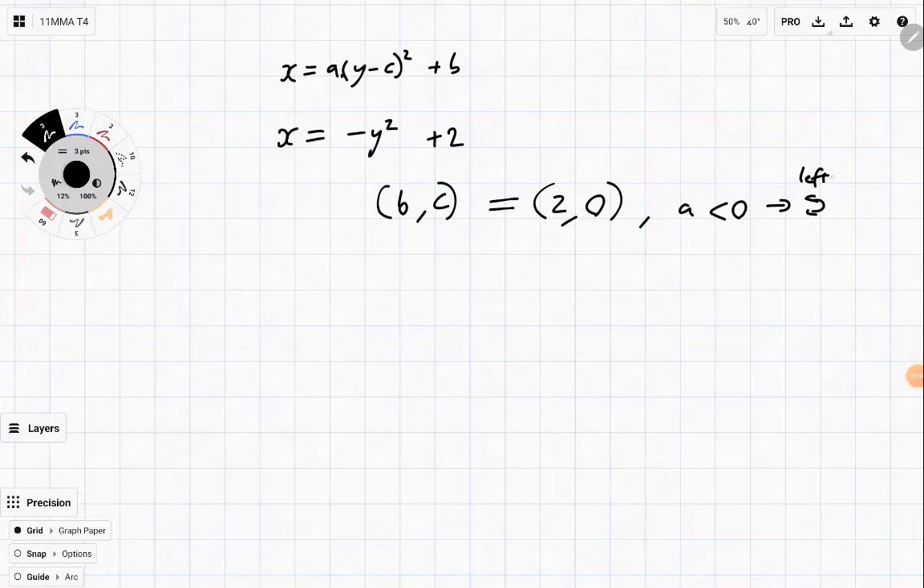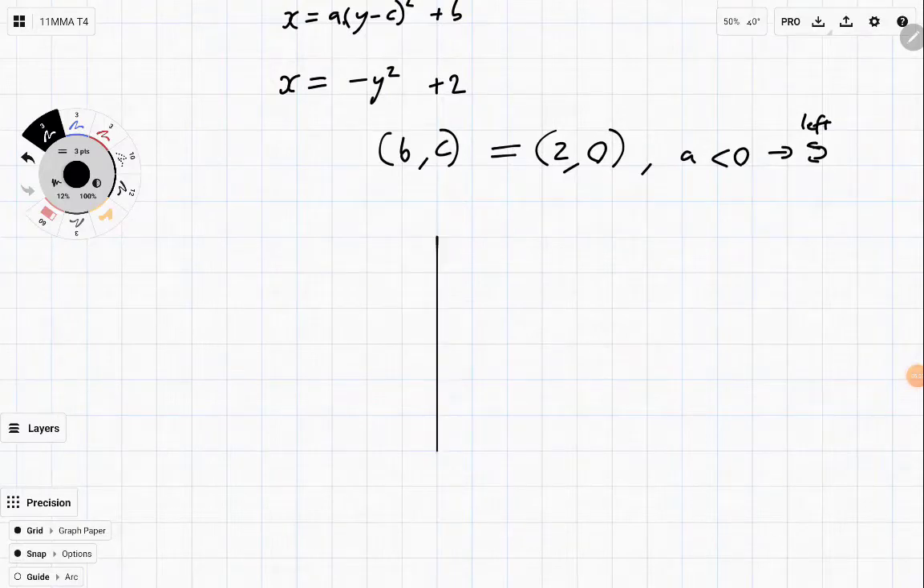Alrighty, so let's actually sketch it. So axes on, turning point at (2, 0), which is right here, and it's not going to be concave right, it is going to be concave left.